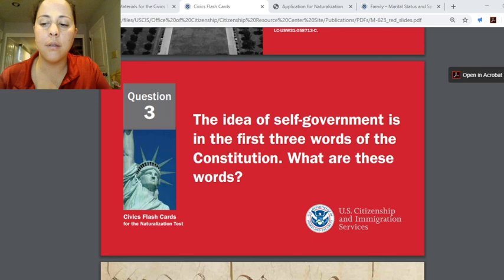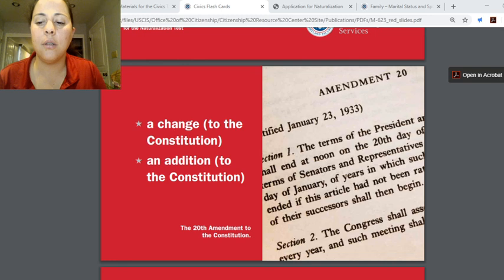Let's look at question number 4. What is an amendment? An amendment is a change to the Constitution, or an addition to the Constitution. Okay? So it is a change or an addition. Pick one answer. Okay? Not both.